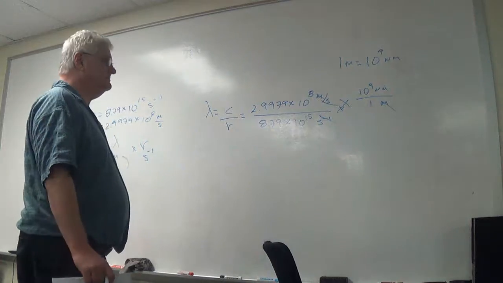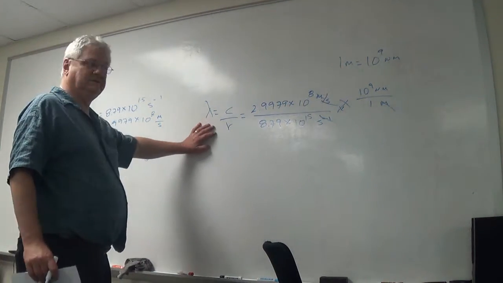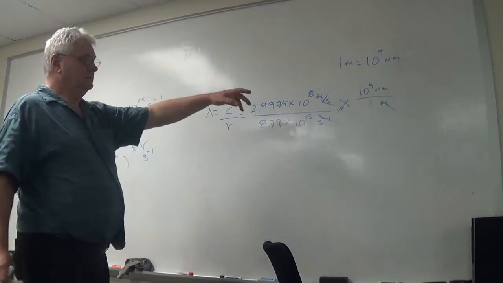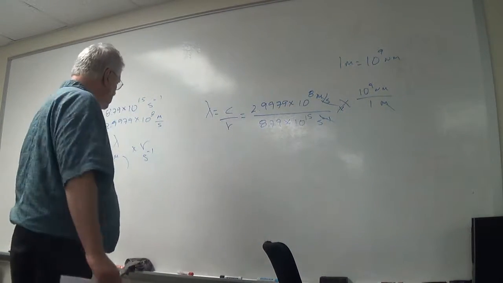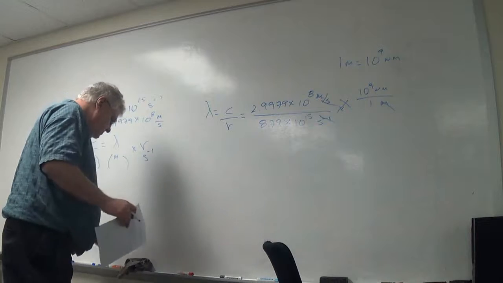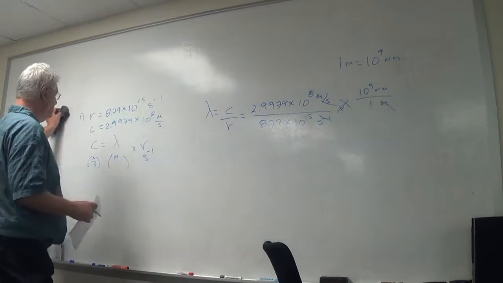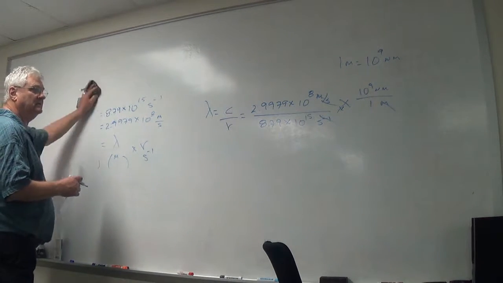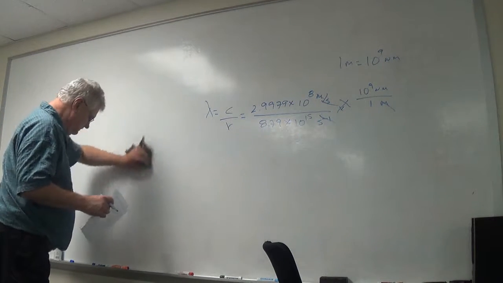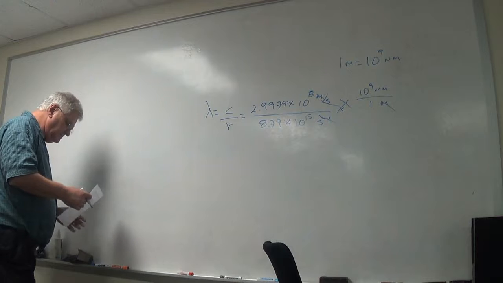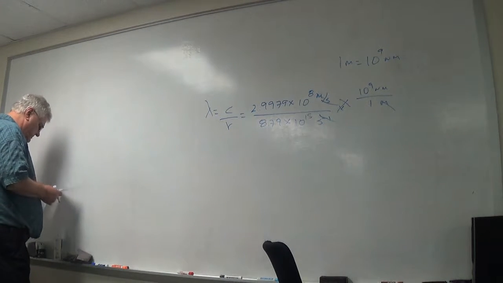Again, none of this you have to memorize. This equation will be on the formula sheet. 1 meter is equal to 10 to the 9th nanometers. Let's move on to number 2. Everyone see how to set that one up? It's kind of a simple equation, but you've got to be conscious of units.